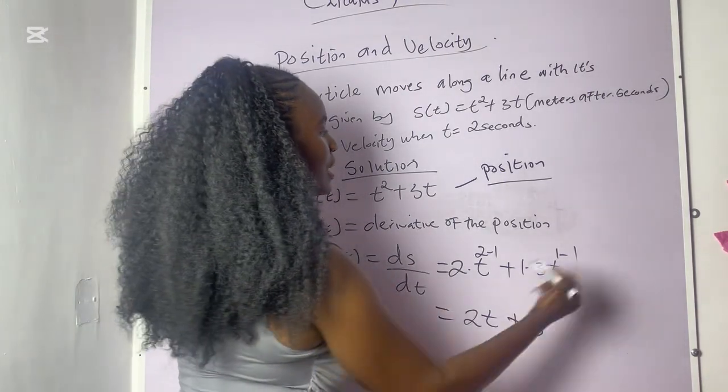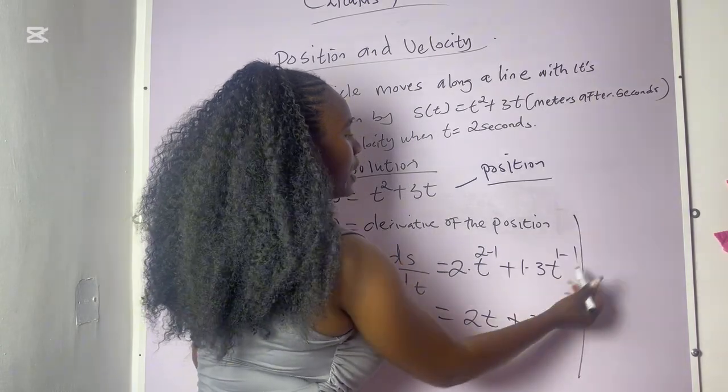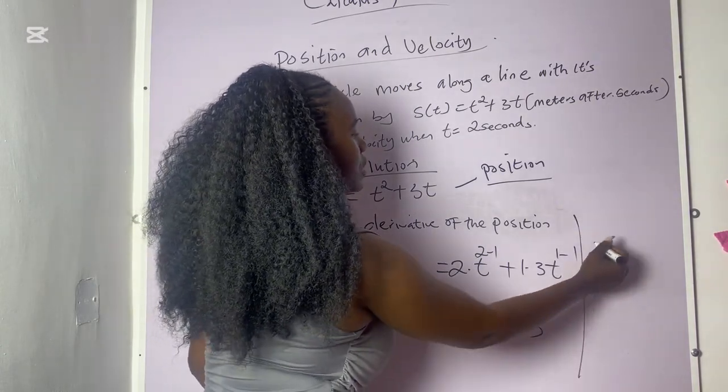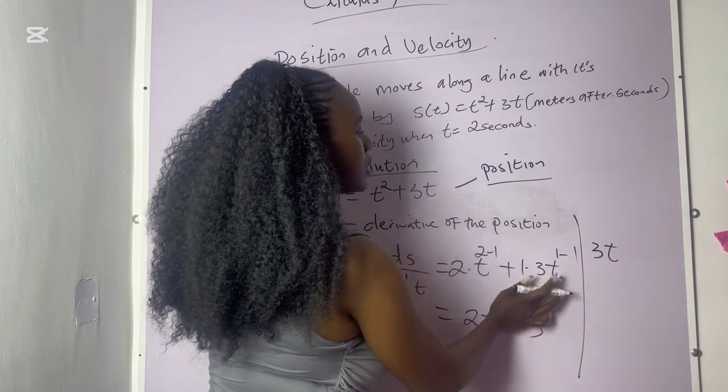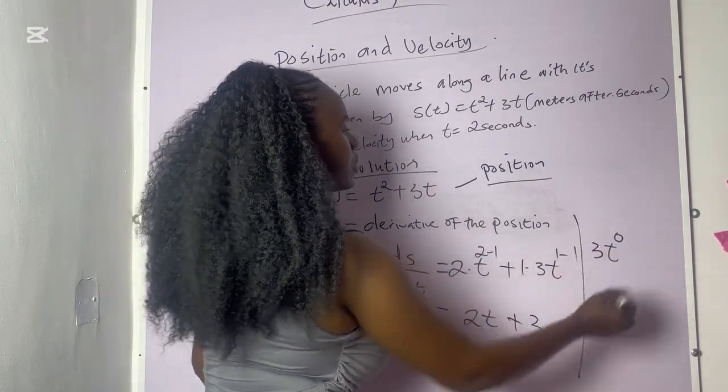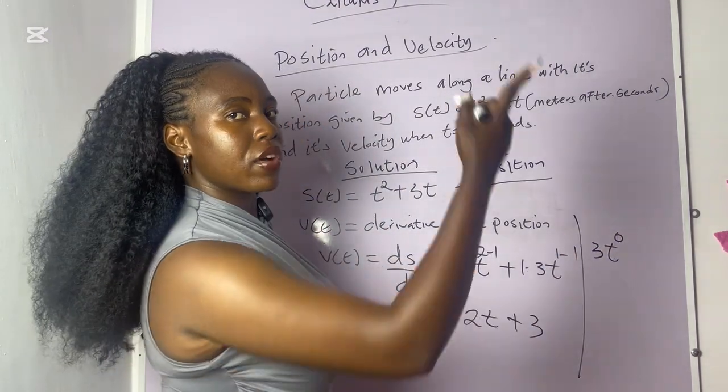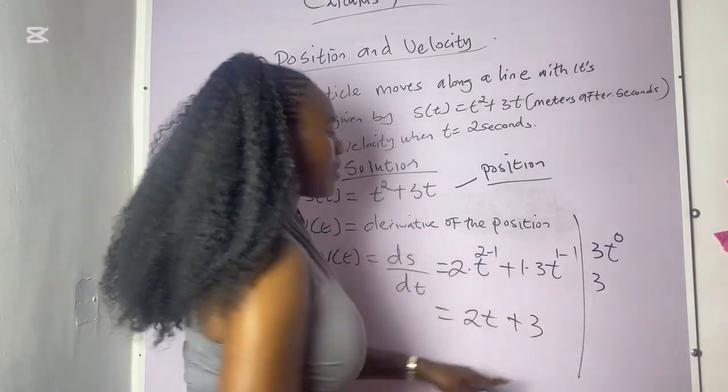Very, very simple. Let's explain this at this side. So we have 1 times 3, which is 3. Then t to the power of 1 minus 1 is 0. And by the law of indices, any number to the power of 0 is 1. So we have 3. That's why we have 3 here.